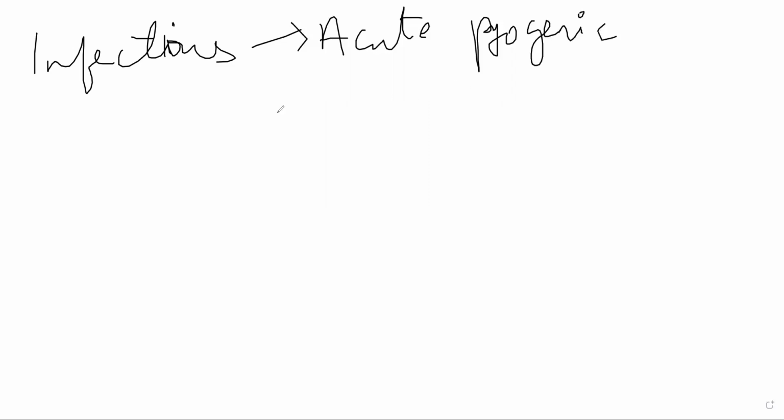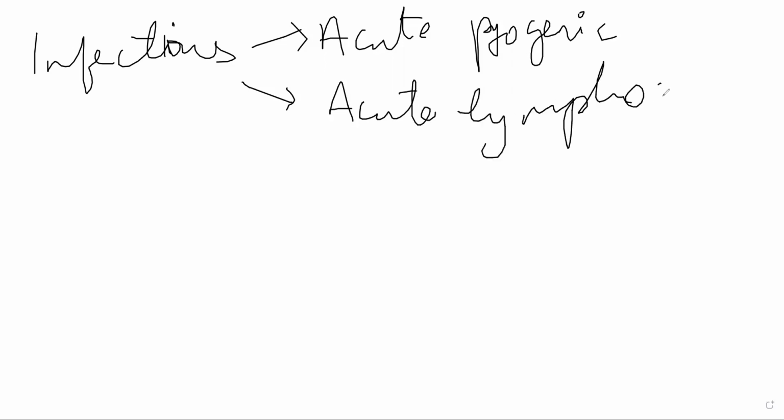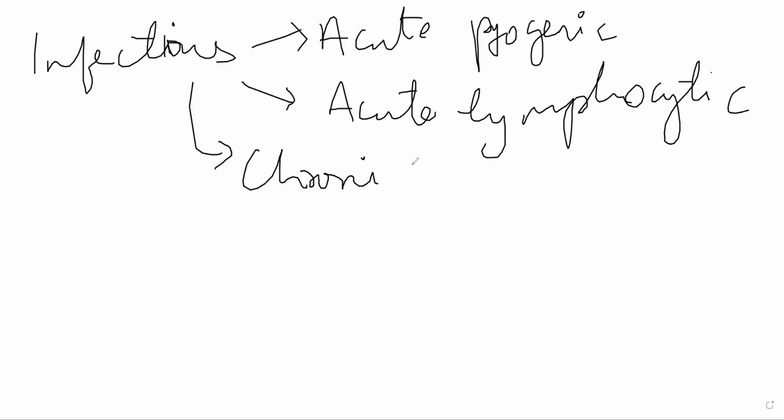Infectious meningitis are of three types. You can have acute pyogenic meningitis, then there is acute lymphocytic meningitis, then there is chronic meningitis. Acute pyogenic meningitis is caused by bacteria, hence the name pyogenic. You will see pus being formed.